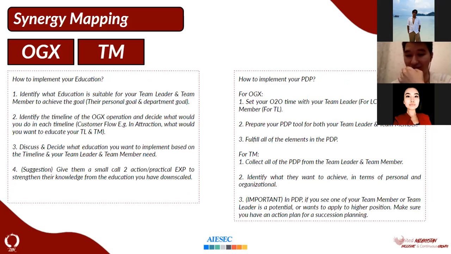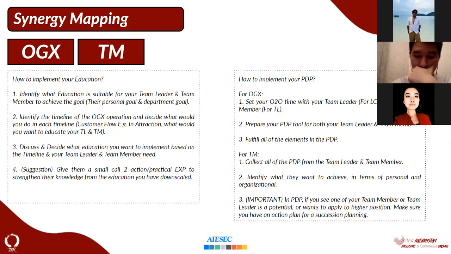So for another one, which is education, for implementing your education between OGX and TM. Firstly, identify what education is suitable for your team leader and team member to achieve the goal, maybe their personal goal or department goal. And then second, identify the timeline of the OGX operation and decide what you would do in each timeline. For example, in the customer flow, like attraction, what you want to educate your TL or TM. Timeline is very important for you to know where you are right now based on the customer flow, whether attraction, consideration, or experience, and what kind of education you will be doing, and what education you will downscale into team members and team leaders to build their ability to do it.